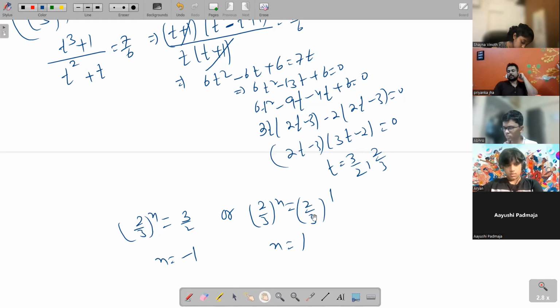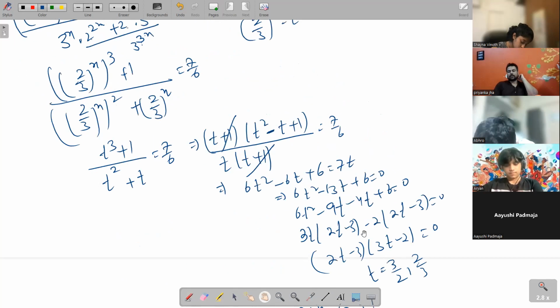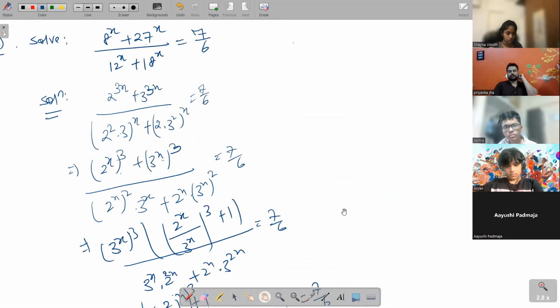सबको समझ में आया? आर्यन, अब्रो, आयुषी, Yes. करो एक एक स्टेप करो खुद से.